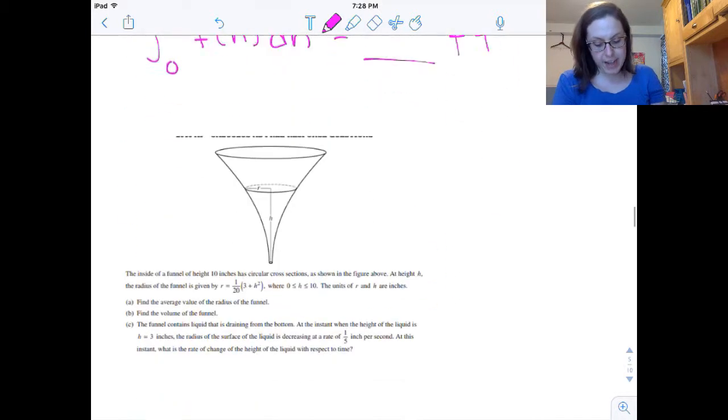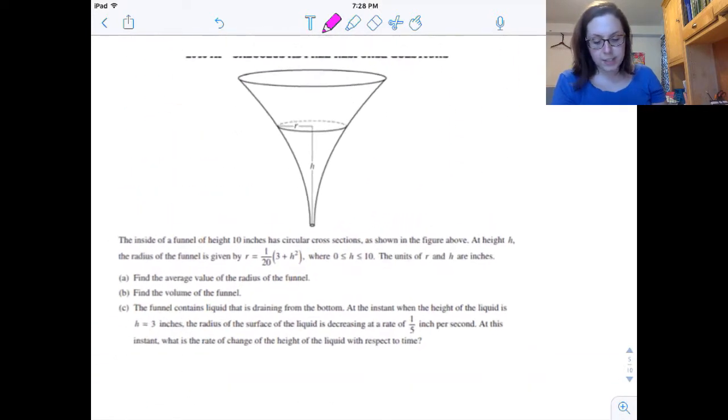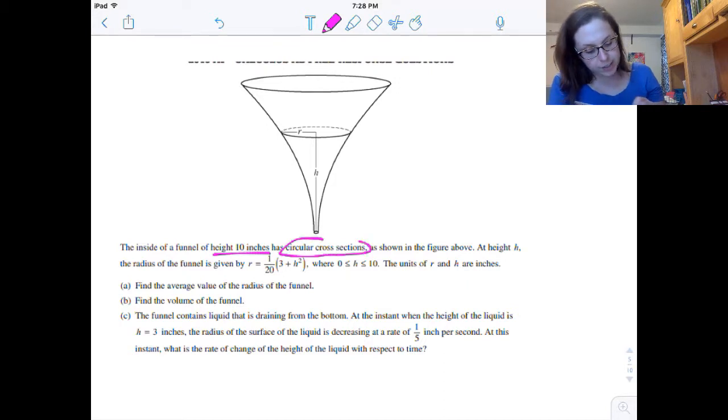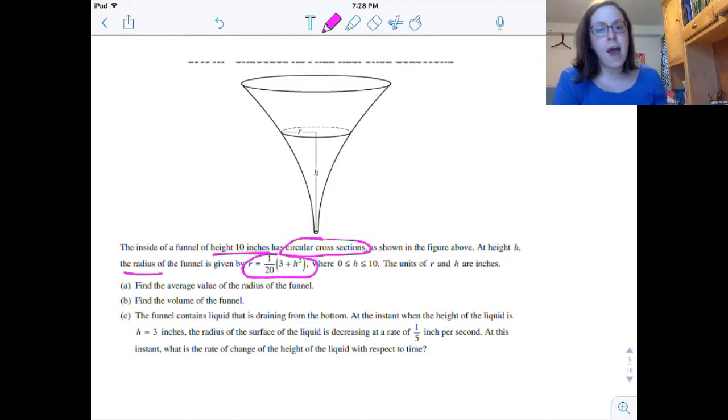Okay, next one. This was like the question heard around the world. This blew people's minds because they thought it was a cone. If they don't say cone, assume it's not. So here's what they said. The inside of a funnel with a height of 10 inches has circular cross-sections, as shown. The radius is given by this. So I don't have a formula for area here. I have a formula for radius. So find the average value of the radius, use the average value formula. Part B was where we got really stuck. Find the volume of the funnel.